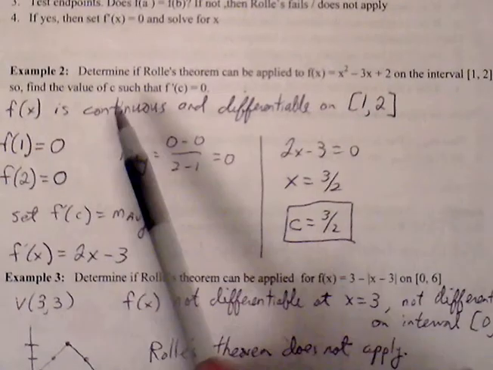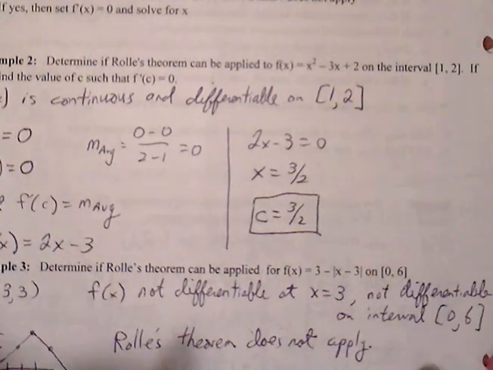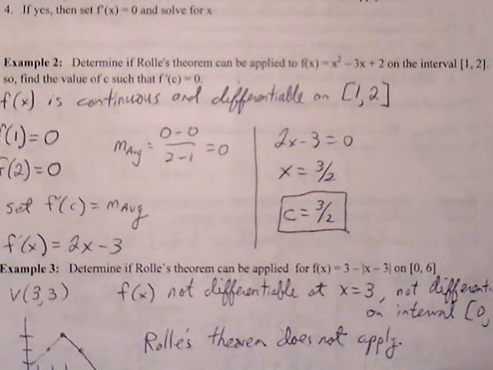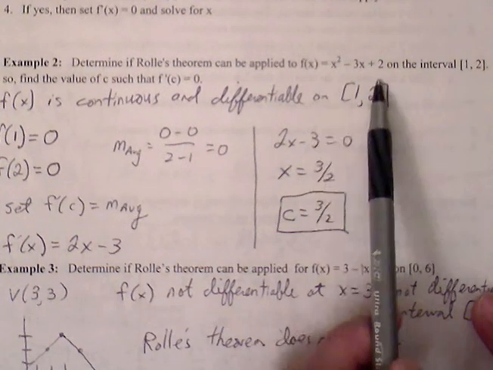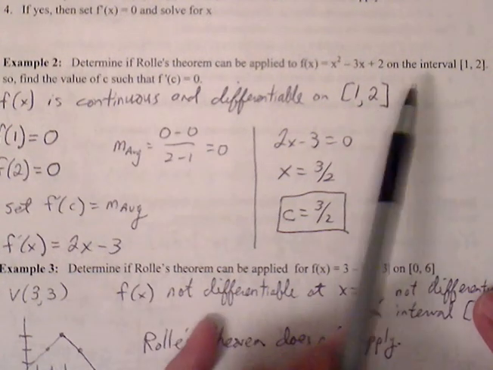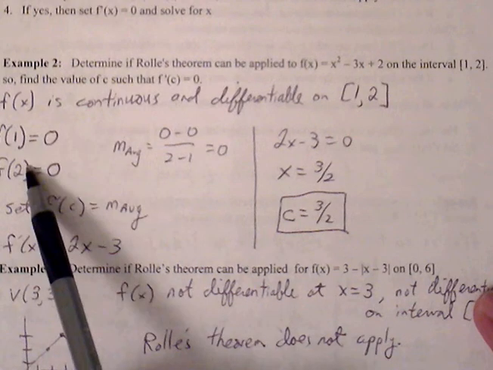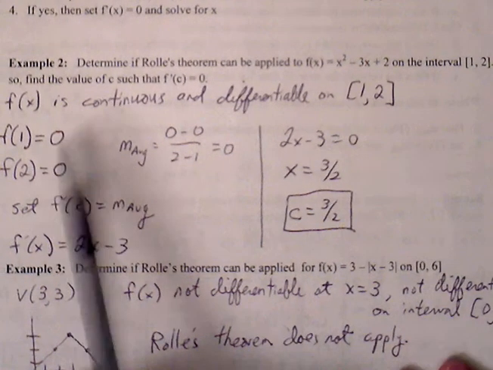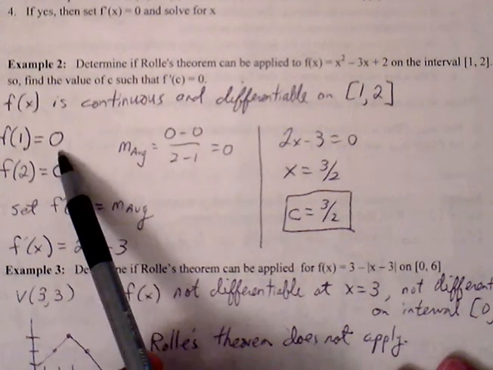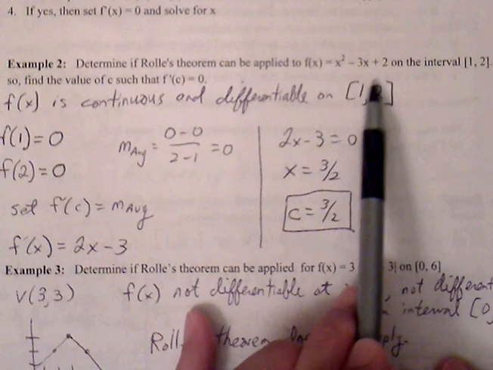Okay. Example 2, determine if Rolle's theorem can be applied to our function on the closed interval from 1 to 2. If so, find the value of c such that f prime of c is equal to 0. We have a polynomial function, so we know the function is continuous and differentiable on the closed interval. So the next step we do is we take the endpoints, plug them into the original function, and see if we get the same y value, because we want to see if Rolle's theorem is going to pass. So f of 1 gives us 0. Okay, f of 2 gives us 0 as well.